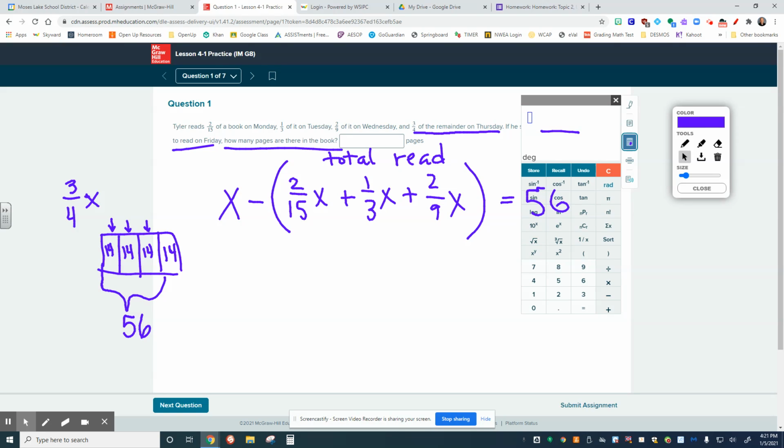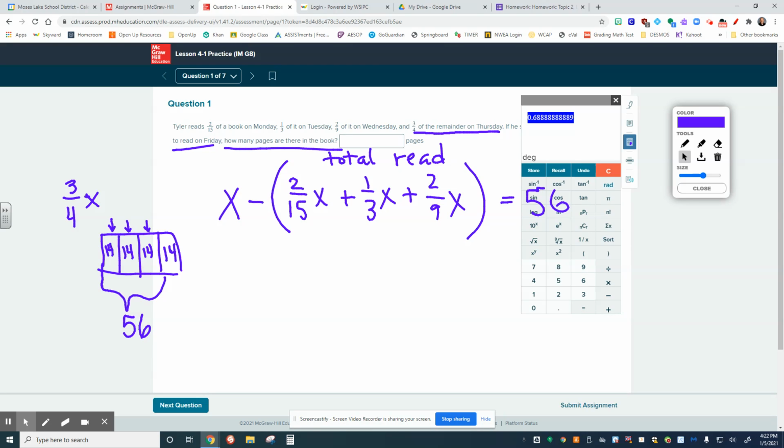If we go like this, 2 divided by 15, and then we're going to come over here and add that to 1/3. Come over a little bit more. Let's get rid of this blue line. And then let's get back to our, oh darn it, sorry. We'll add this one into our calculator and we'll go ahead and add 2/9 into the calculator. Let's just see what we get.